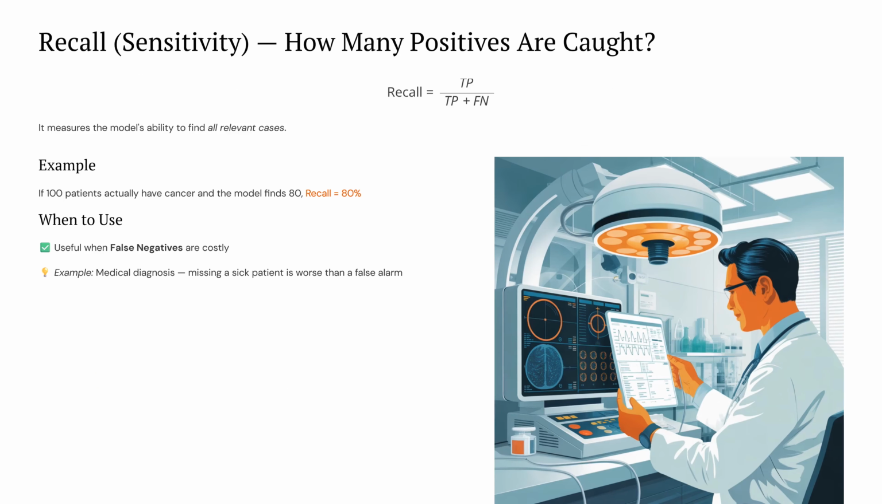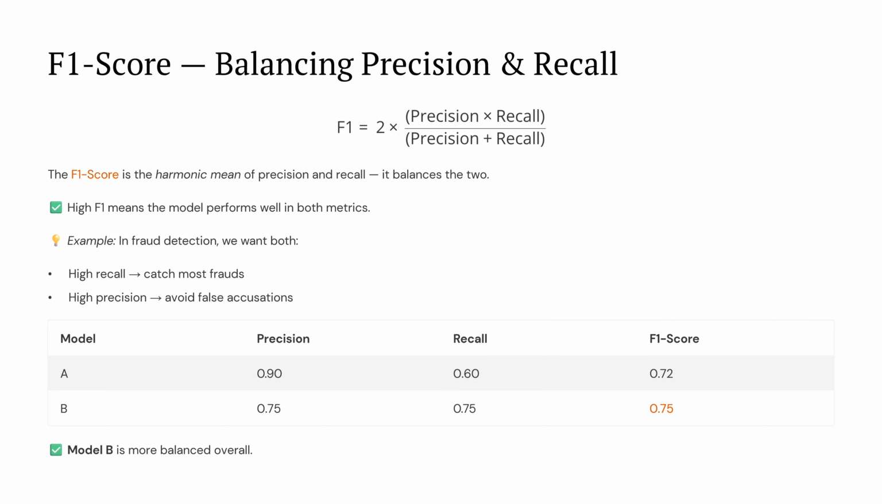Recall, also called sensitivity, tells us how many actual positive cases the model can find. It measures the model's ability to catch all relevant cases. For example, if 100 patients truly have cancer and the model detects 80, then recall is 80%. Recall is most useful when false negatives are costly, like in medical diagnosis, where missing a sick patient is worse than a false alarm.